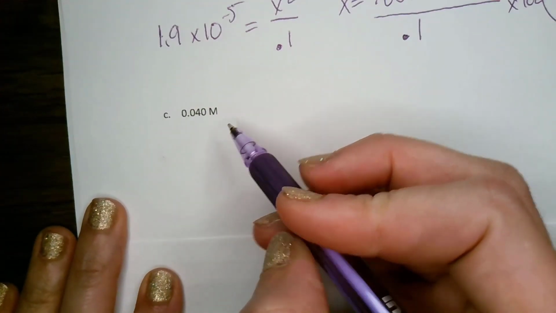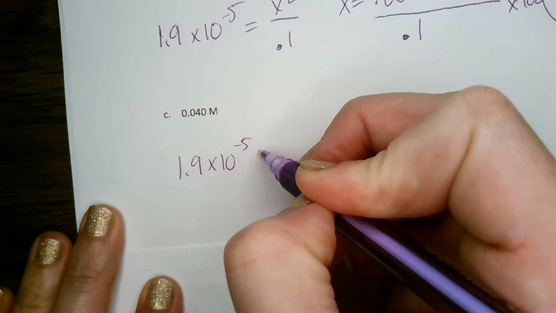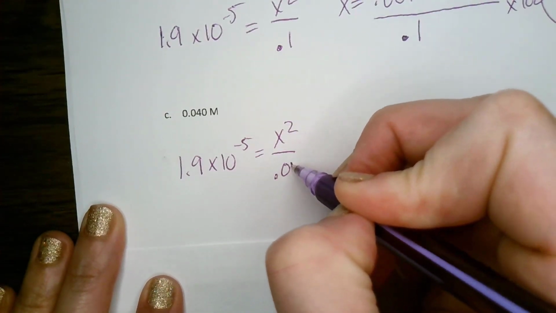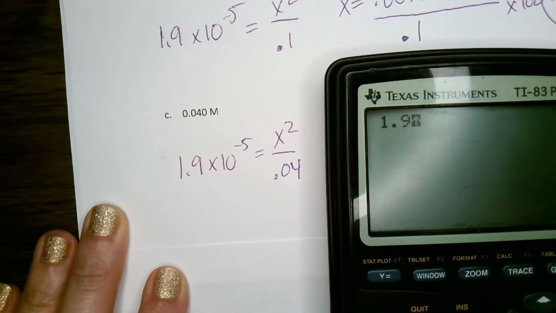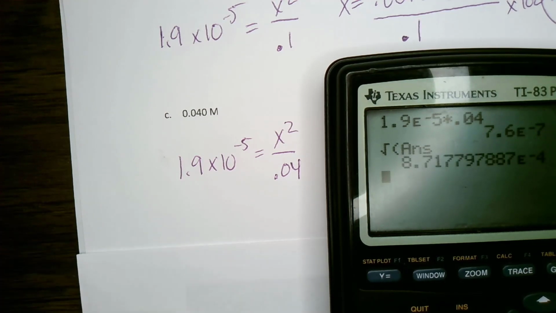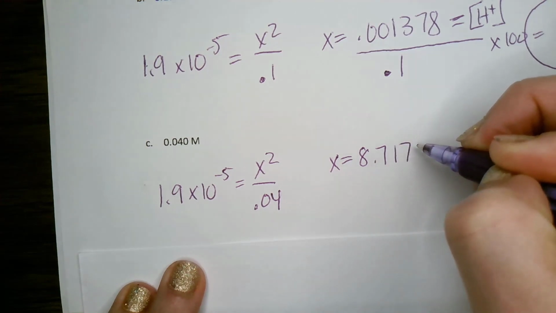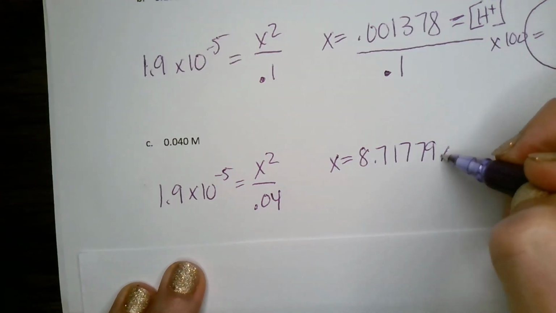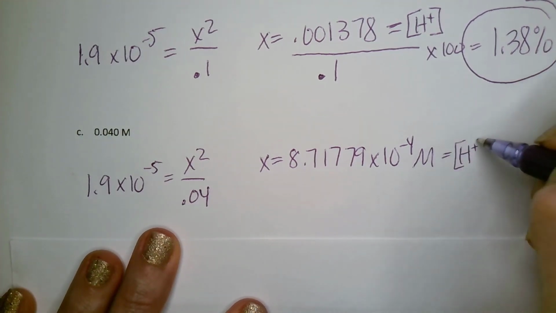Now let's try this next one. Again, we've got the same setup. We're just going to use 0.04 this time. So 1.9 times 10 to the negative fifth is equal to X squared over 0.04. Let's plug that in to find X: 1.9 times 10 to the negative fifth times 0.04, and then square root that answer. So X is equal to 8.71779 times 10 to the negative fourth, which is equal to our H plus concentration.